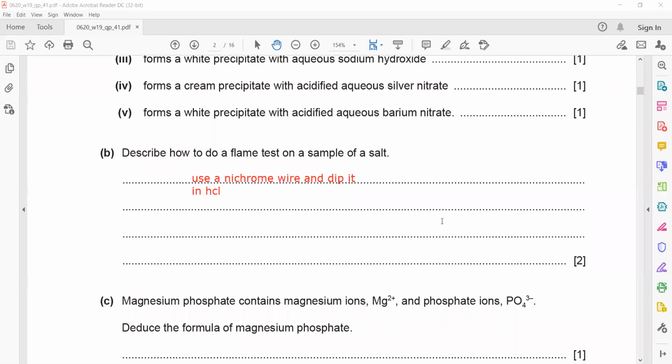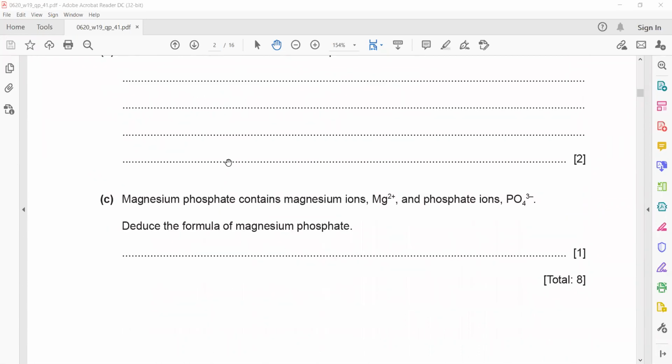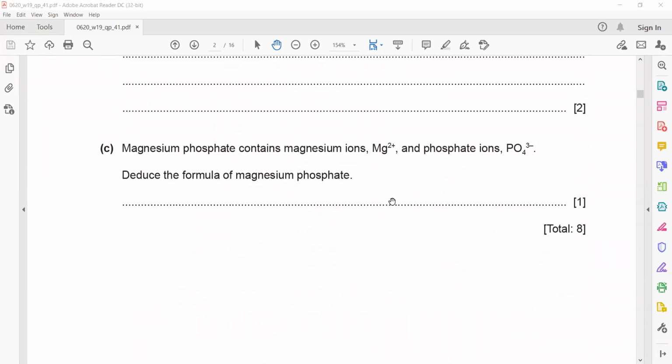Magnesium phosphate contain magnesium ion and phosphate ion. Deduce the formula. So how we work out the formula for the ionic compound? Magnesium is 2 plus, and phosphate is PO4 with a charge -3. So when two valencies are not same, we first simplify and then we cross multiply. So it will be Mg3PO4 in a bracket 3. Mg3PO4 in a bracket 2.